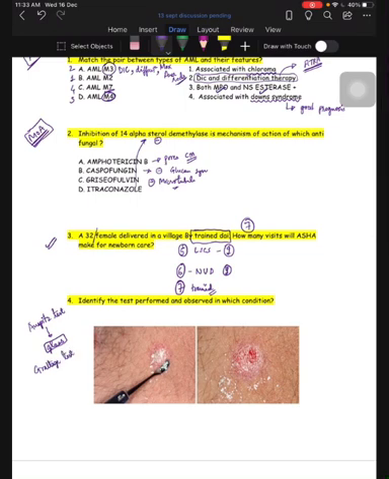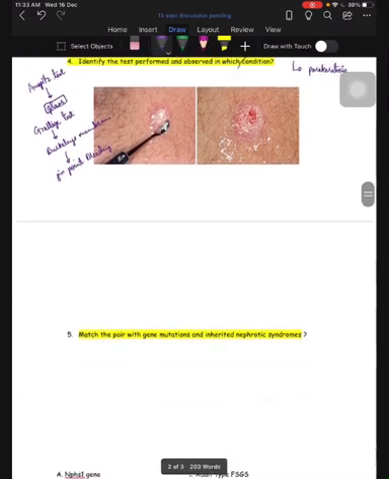This Grattage test removes the Bulkley's membrane, and the finding in the Auspitz test is pinpoint bleeding at the site of scraping. This is seen in psoriasis. The other important point is that psoriasis has the microscopic feature of parakeratosis. Okay, done.